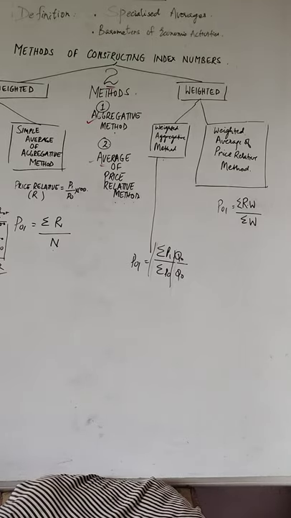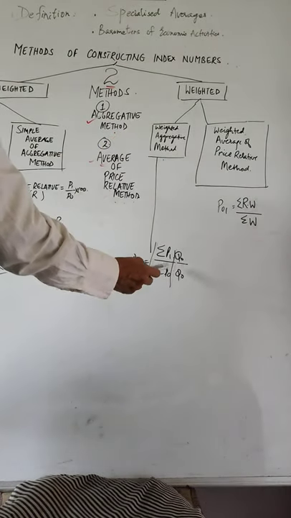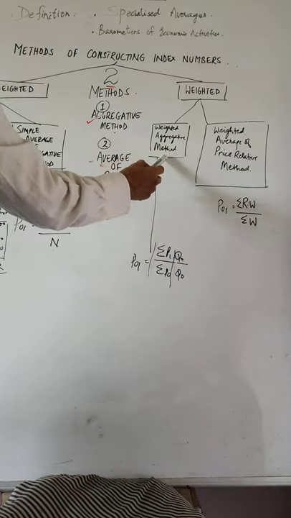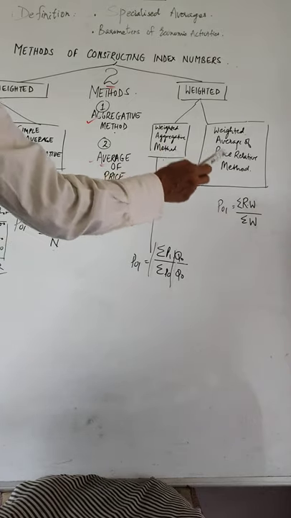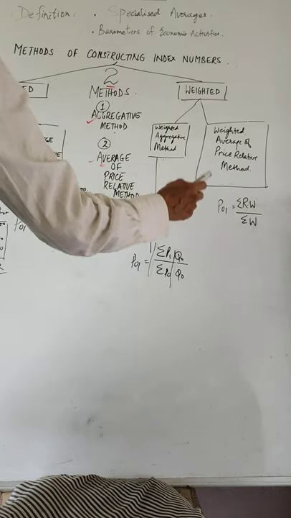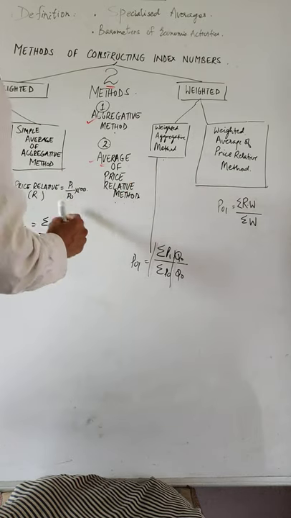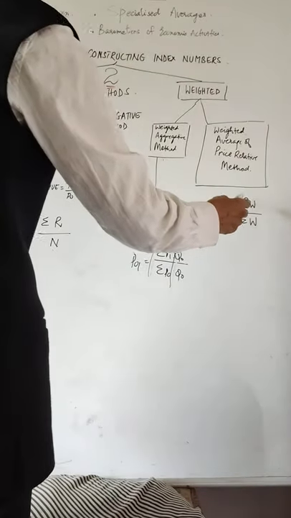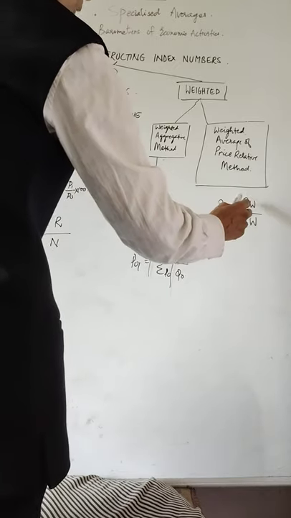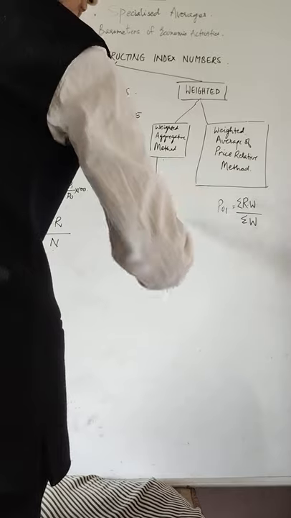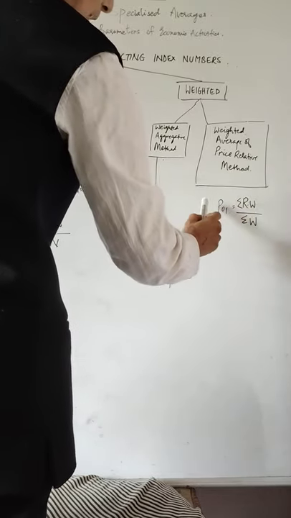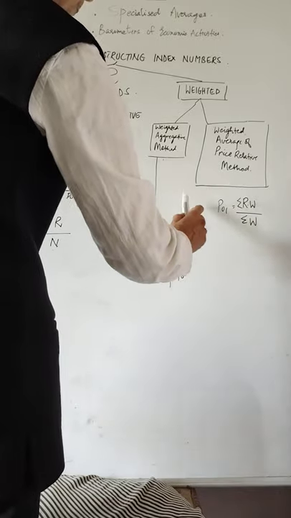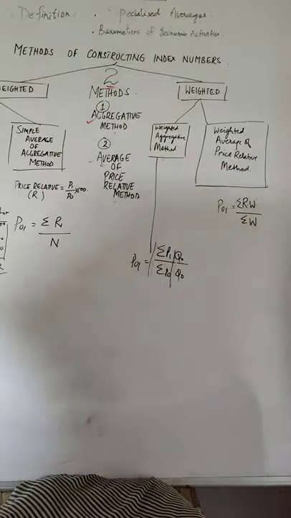So weighted index numbers are with weights. It is the same thing, the aggregative method, sigma P1 upon sigma P0, into the weights will give you the weighted aggregative method, and the average of price relatives method. That means you will work out the price relative of each commodity, P1 upon P0 into 100, and then multiply it by W, the weight assigned to each particular commodity, with every corresponding item. And then you will divide it by sigma W.